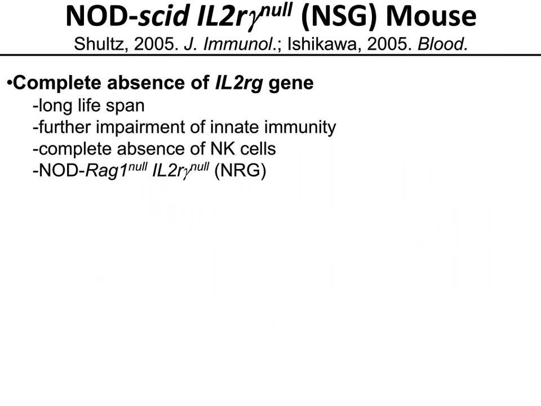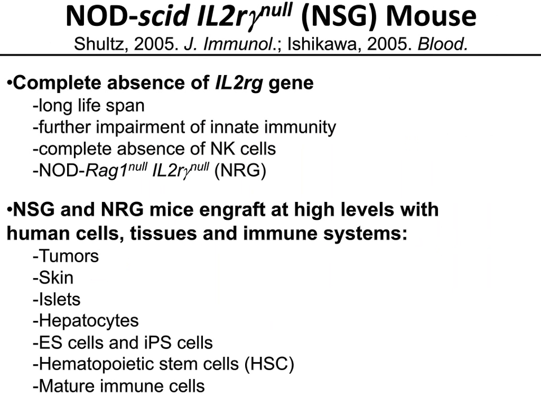So the NSG and NRG mice can engraft at high levels with human cells, tissues, and immune system, and they support the engraftment of a wide variety of human cells and tissues, including tumors, human skin, human islets with hormone-secreting populations, human hepatocytes with specific mouse models, ES cells and iPS cells for regenerative medicine, hematopoietic stem cells, and mature human immune cells.